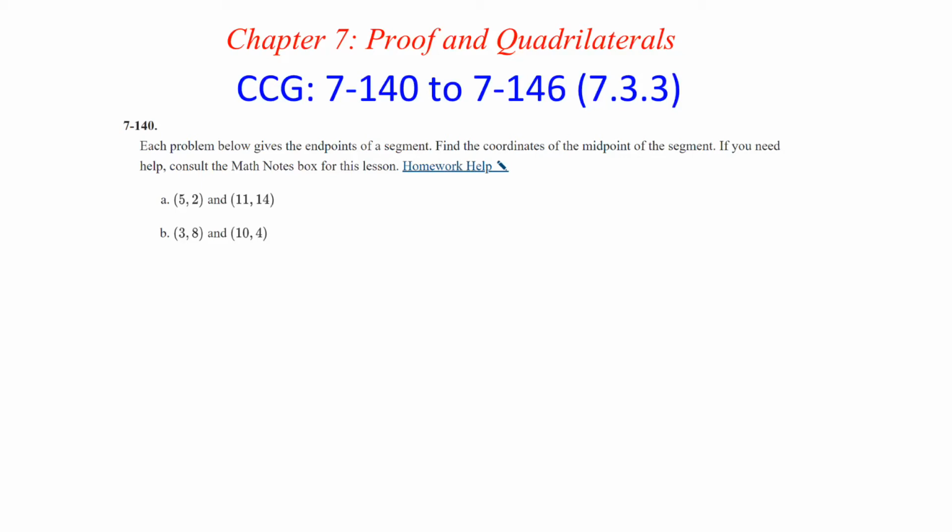Welcome to Chapter 7, homework questions 140 to 146. 140. Each problem below gives the endpoints of a segment. Find the coordinates of the midpoint of the segment. If you need help, consult the math notes box for this lesson.